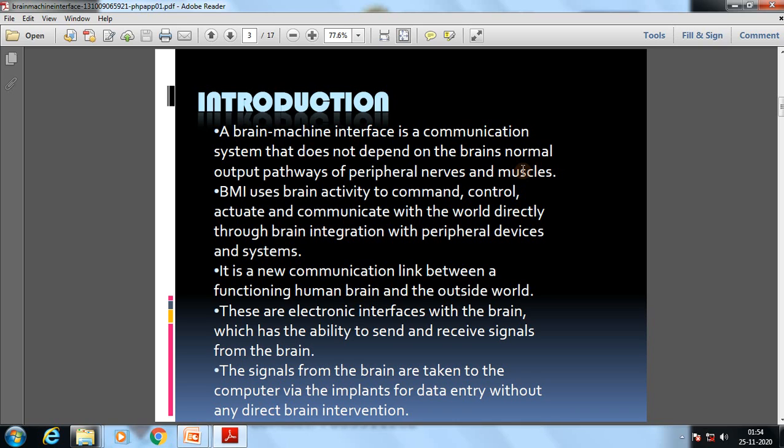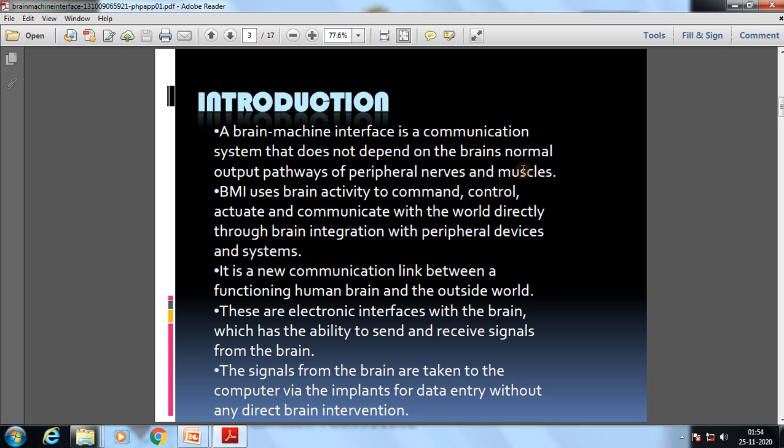What has been written here is that it is a new communication link between a functioning human brain and the outside world. These are electronic interfaces with the brain, which have the ability to send and receive signals from the brain. The signals from the brain are taken to the computer via the implants for data entry without any direct brain intervention.